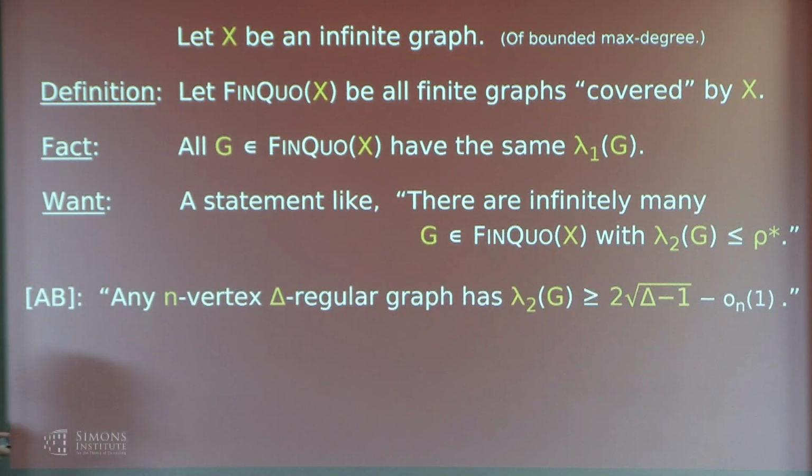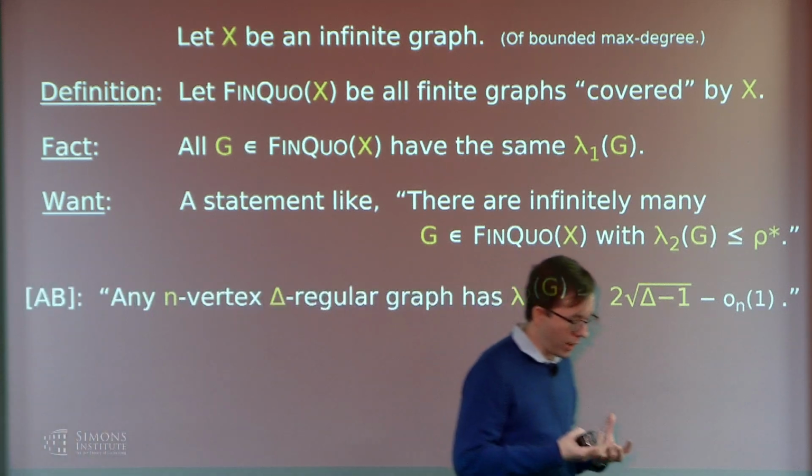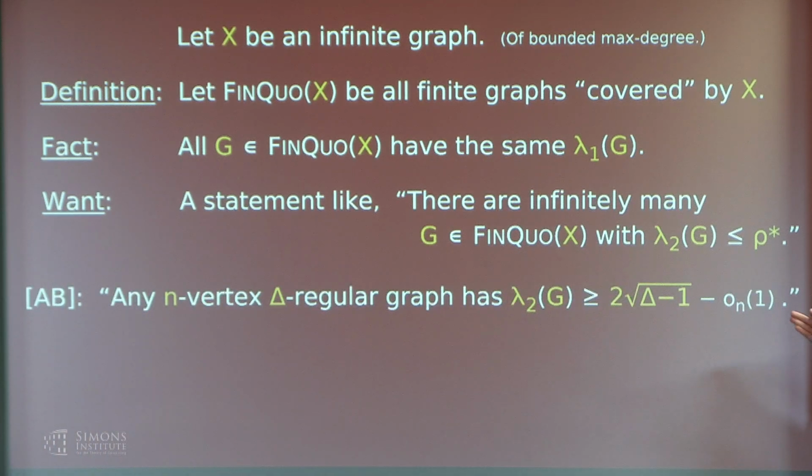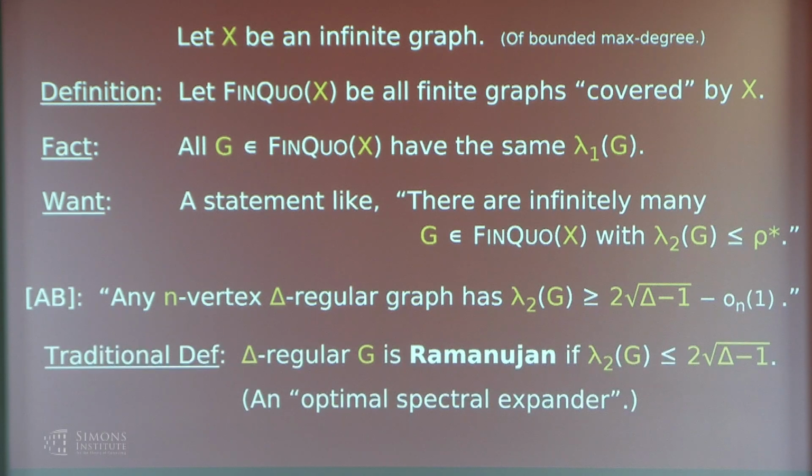Good. So that kind of tells us, if we're interested in studying finite covers of X, what the smallest thing we could sort of shoot for potentially is here for the second largest eigenvalue. Okay, so let's put yourself back in the mind of X being the infinite delta regular tree, and therefore the graphs we're interested in being the delta regular graphs. So we have this Alon-Boppana theorem.